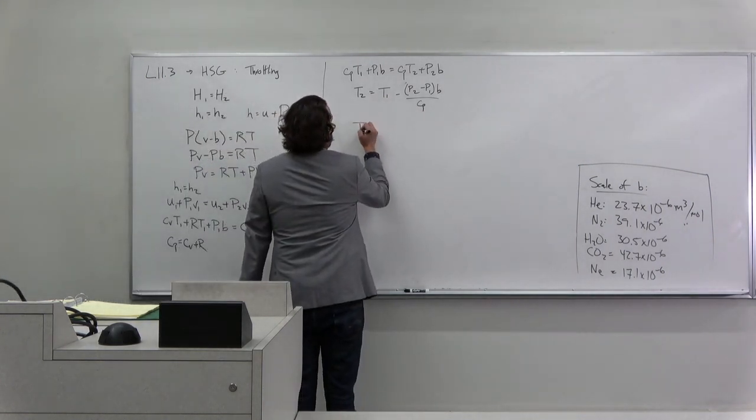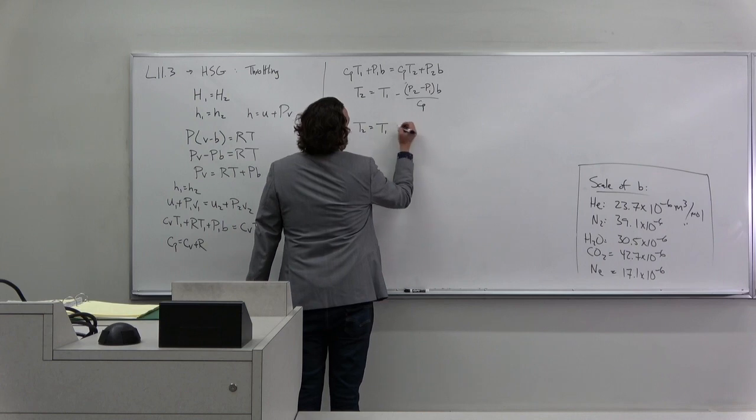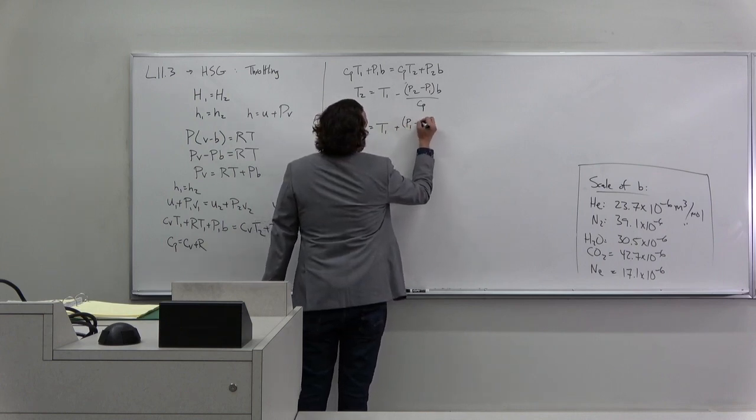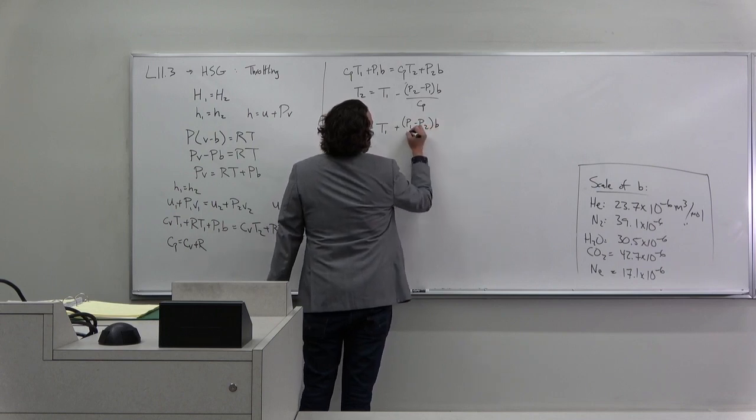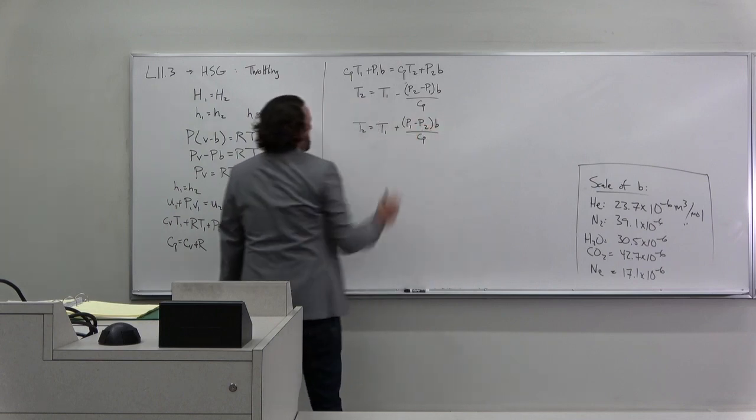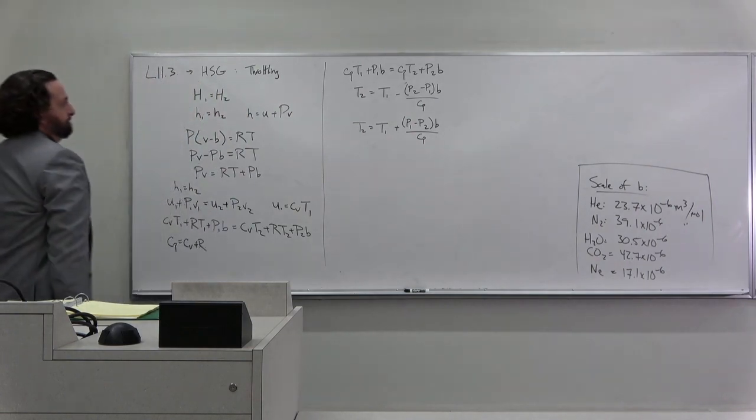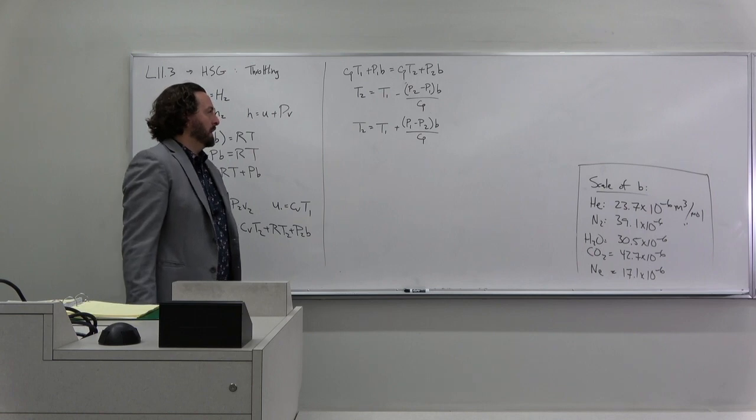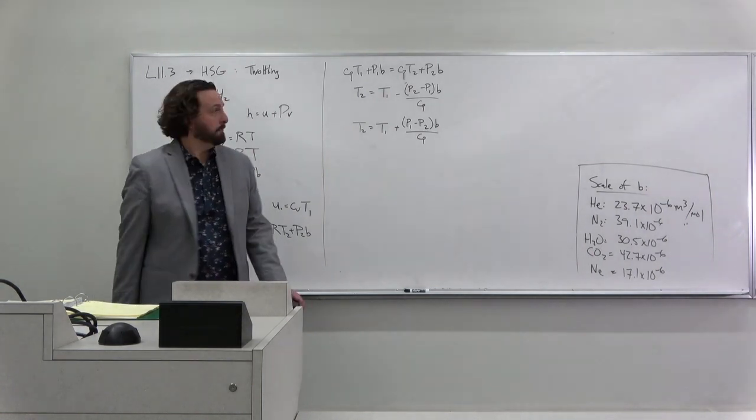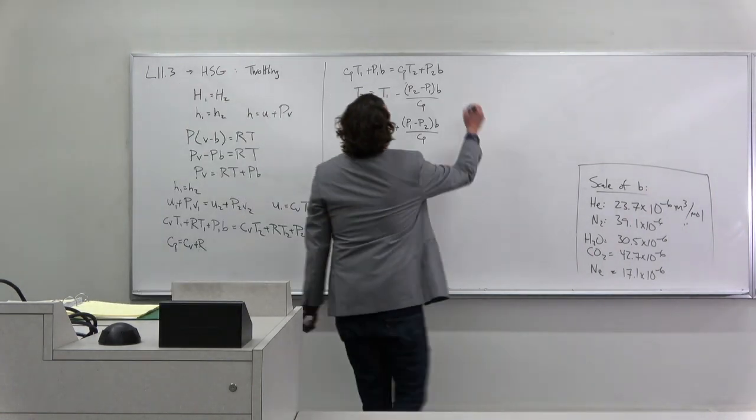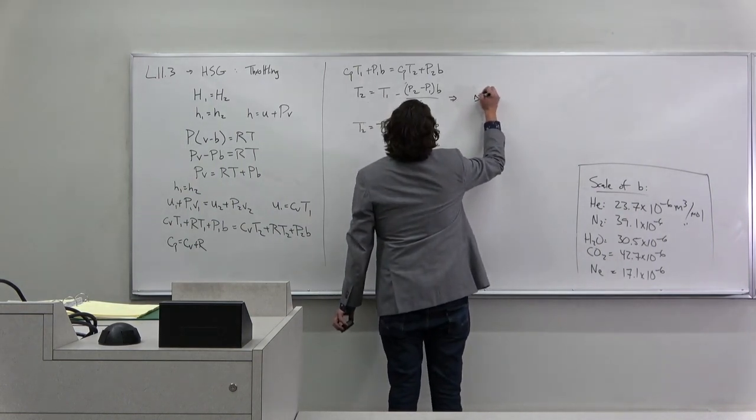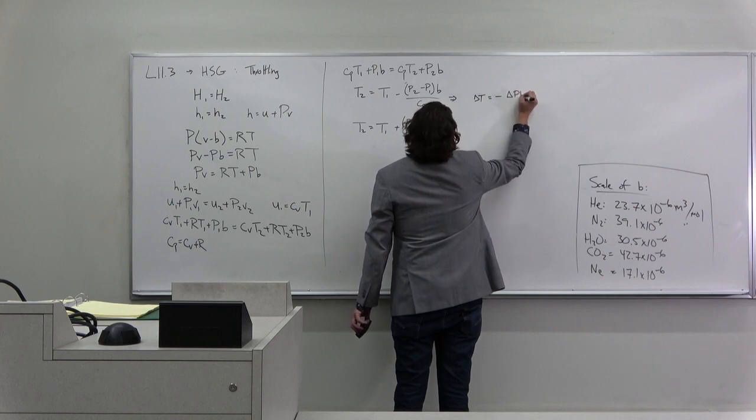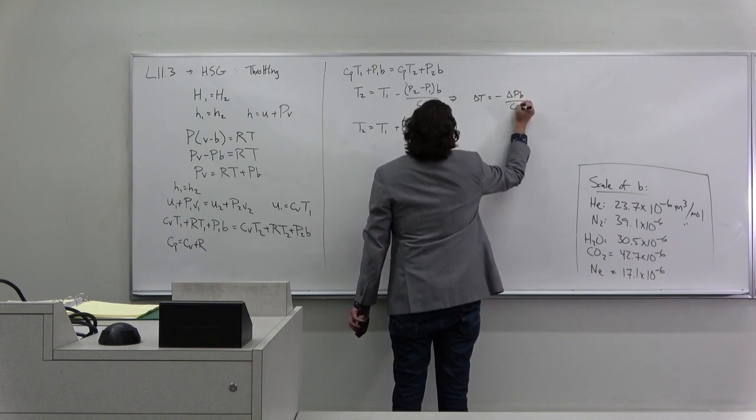Maybe it's easier to see if it's T2 is T1 plus P1 minus P2, times B over CP. Only one minus sign instead of two. I was thinking of it like this because I can write delta T is minus delta P B over CP.